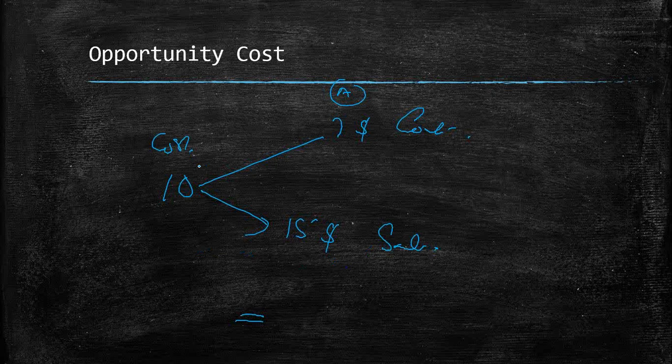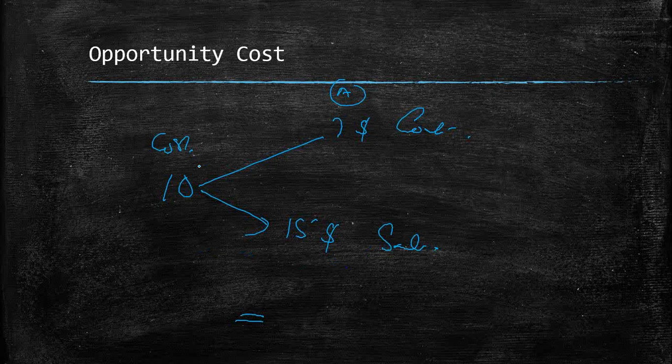But I decide, instead of selling, to manufacture the product. So the two alternatives I have is either to sell the raw material or to manufacture the product. If I manufacture, I get a $7 contribution. If I sell, I get $15. So I have taken the second alternative, to manufacture the product. So by doing that, what am I foregoing? I'm foregoing the best contribution of what I could have made, $15.